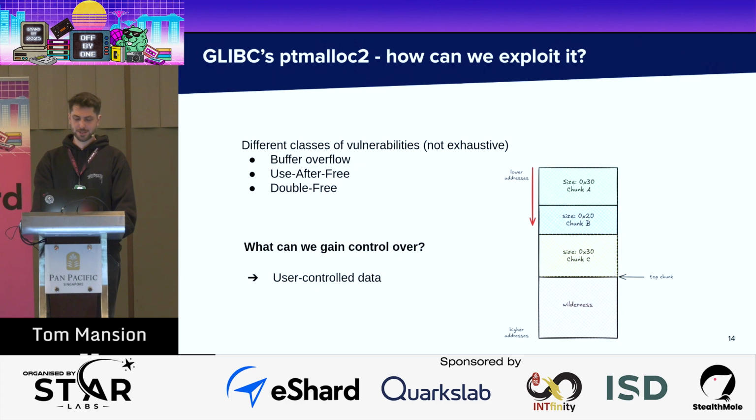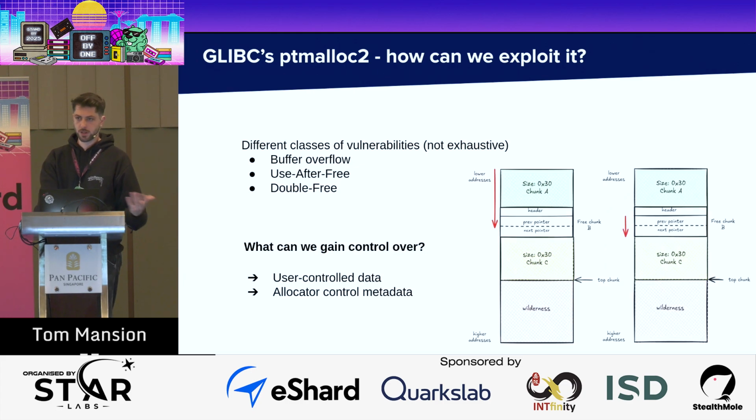And yeah, so when we overflow into a free chunk, then we can gain control over the allocator metadata, right? So these free list pointers, and the point is to corrupt these free lists. Our goal when exploiting an allocator is usually to create arbitrary chunks, so to get the allocator to return us a chunk at an arbitrary address.